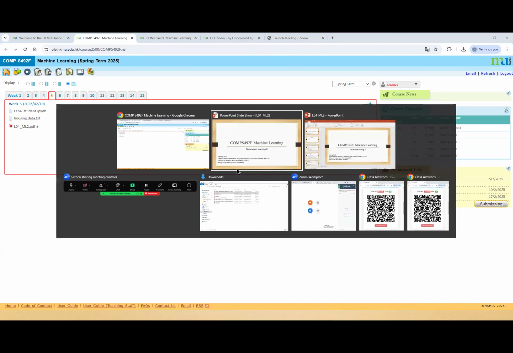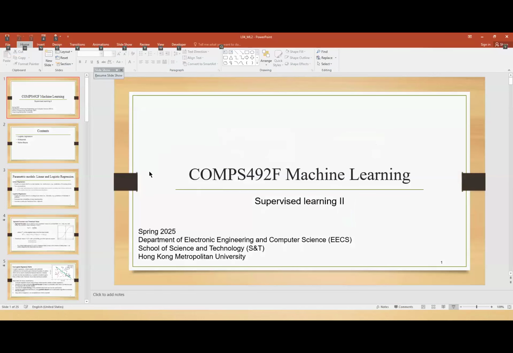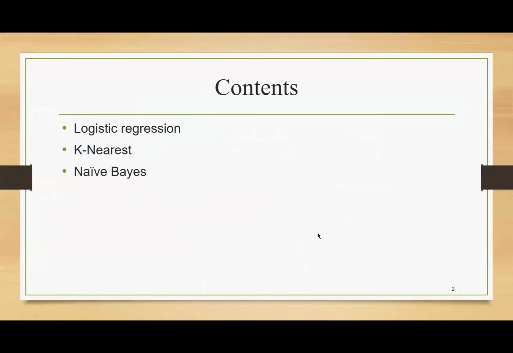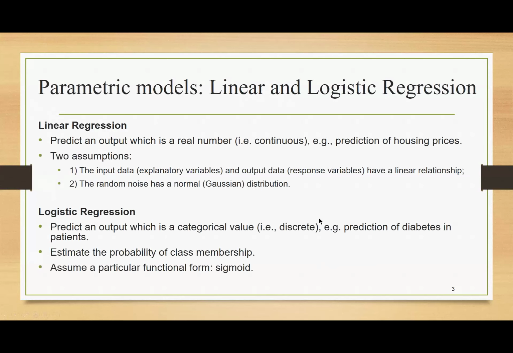Okay, so today we are going to talk about the second part of supervised learning. So we are going to talk about some other machine learning models. In total, we are going to talk about 3 different models this class. The first one is logistic regression, which is used for binary classification. And the other 2 are K-nearest neighbors, KNN, and naive Bayes. Okay, let's start with logistic regression first.